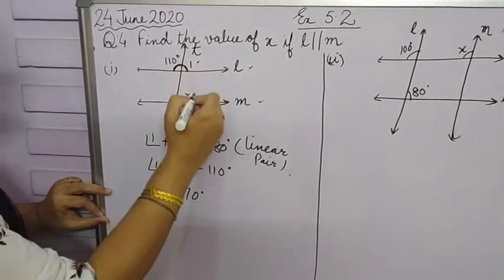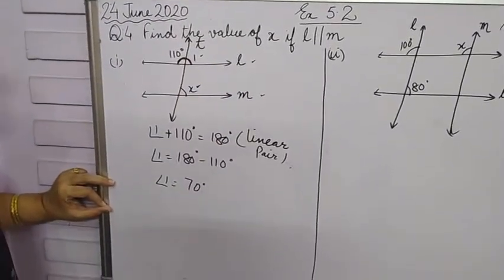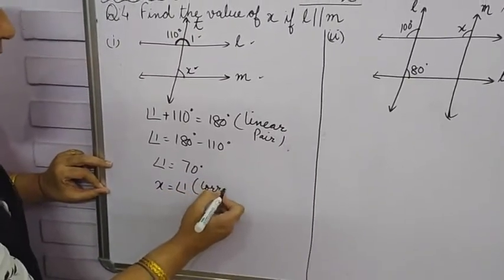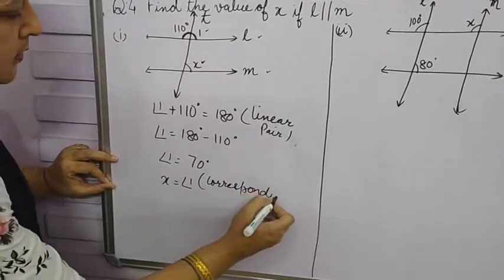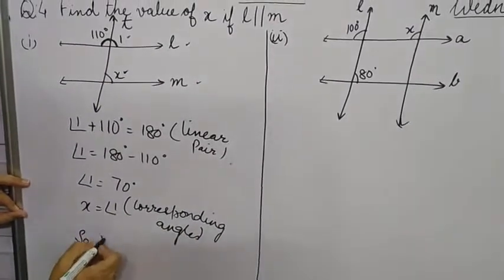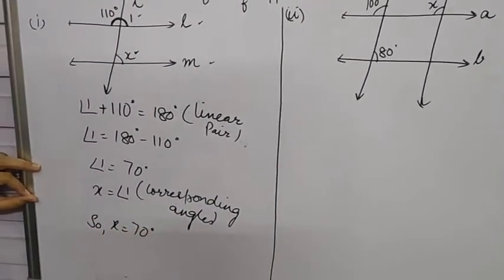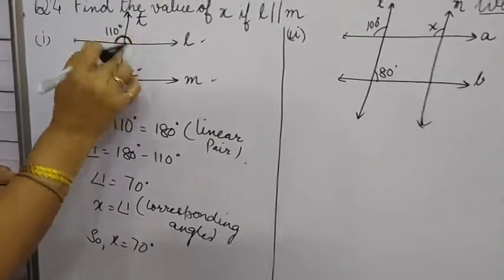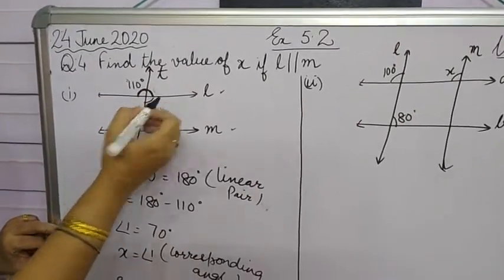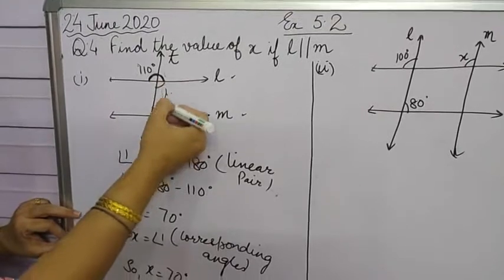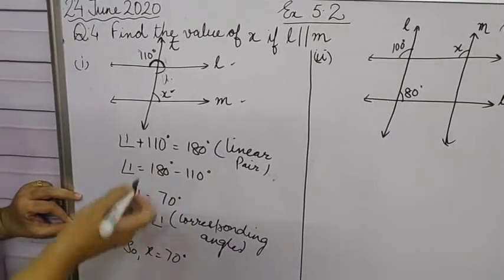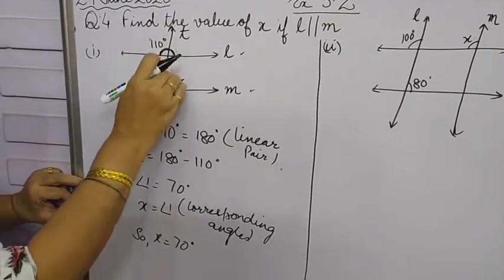And now see angle 1 and angle x. What type of angles are these? Yes, these are corresponding angles. So x is equal to angle 1 because these are corresponding angles. So x is equal to 70 degrees. Now it can be solved like this also. If I don't take this to be angle 1, if I take this, then these are vertically opposite angles and these two angles sum to 180. So it can be found from there also. So again, whatever method you follow, you will get the same answer which we have got.